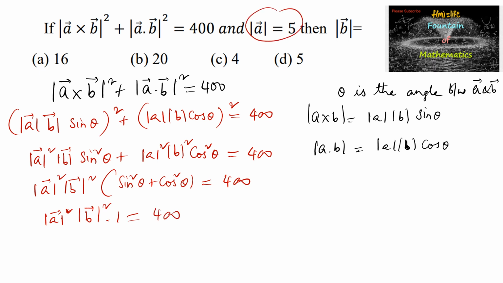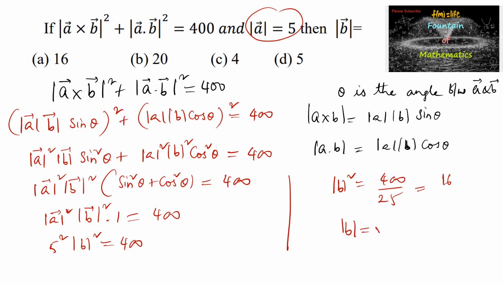And also it is given mod a is equal to 5. So we can write 5 square into mod b square is equal to 400. Or mod b square is equal to 400 divided by 5 square, 25. So 25 times 16 is 400. So mod b square is equal to 16. So mod b is equal to root of 16. We consider the positive root because it's a mod. So mod b is equal to 4 units. So we can go with option C, 4.